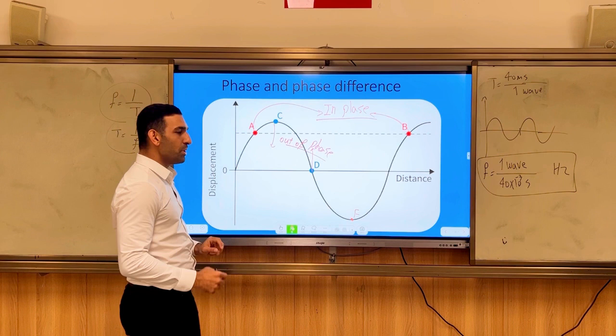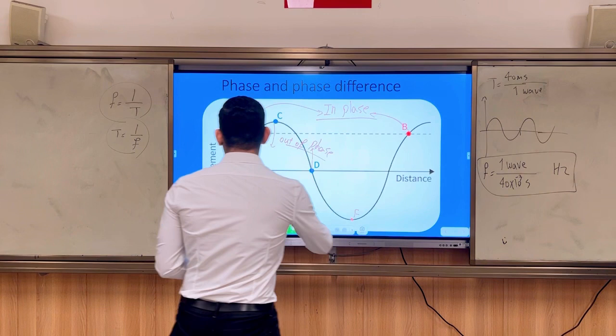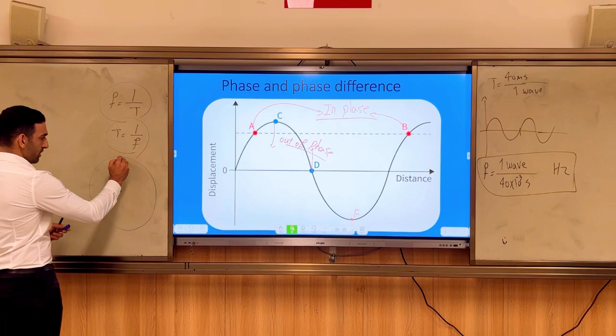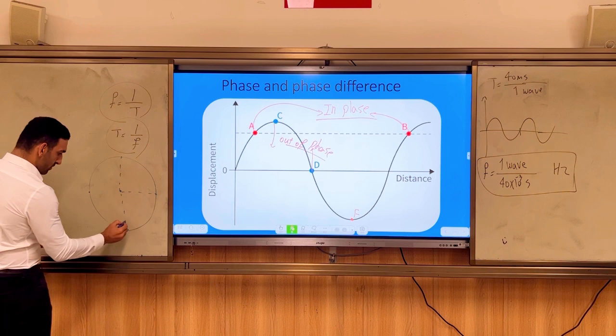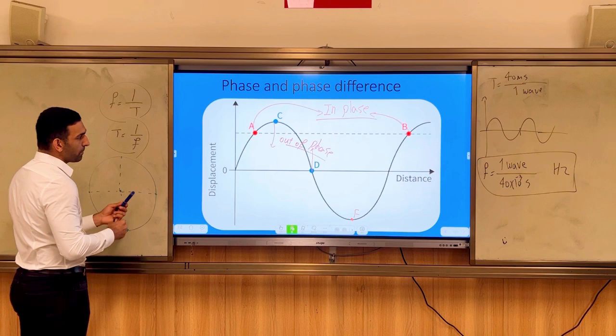But we can measure them in degrees or radians. Like what? Imagine a circle like this. And we are going to divide it into four sections. From here, I'm going to name it. Let me put numbers here.